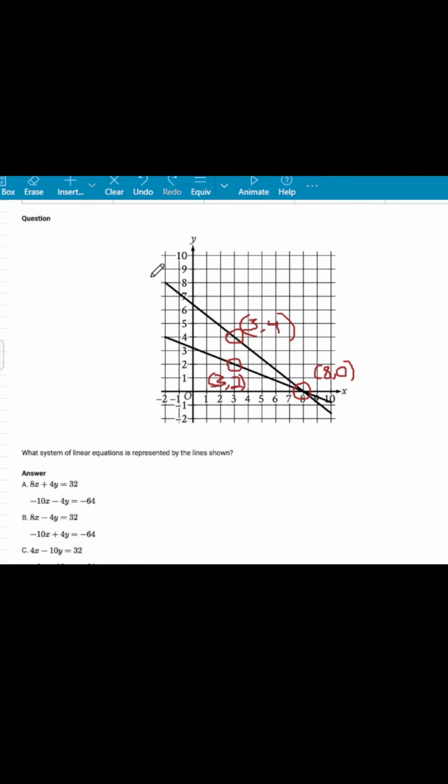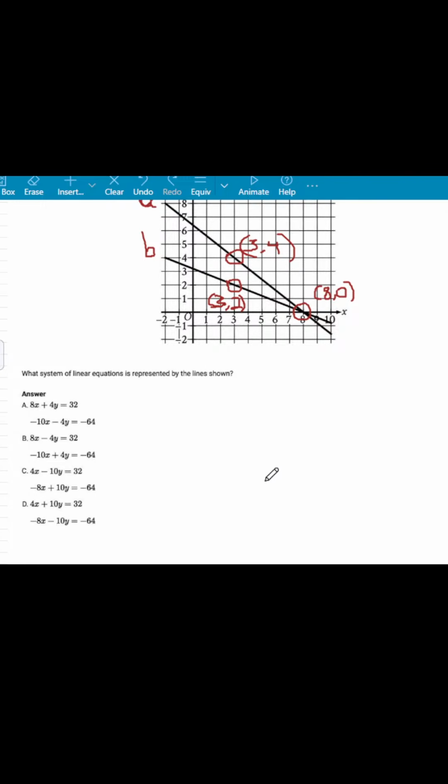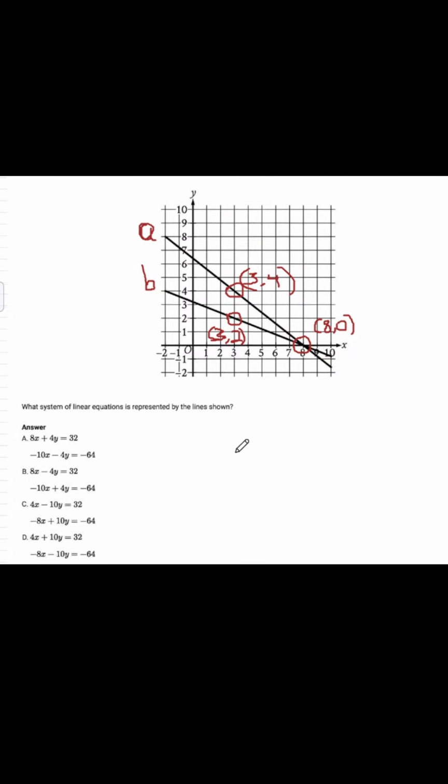Let me name the lines so that we can refer to them. So let this line be A, the upper one, and let this be B. A passes through 3 comma 4 and 8 comma 0, and B passes through 3 comma 2 and 8 comma 0. Okay, now let us first get the equation for line A.